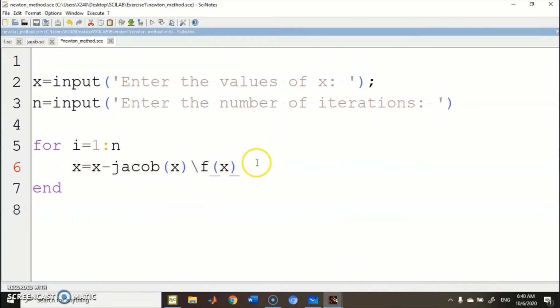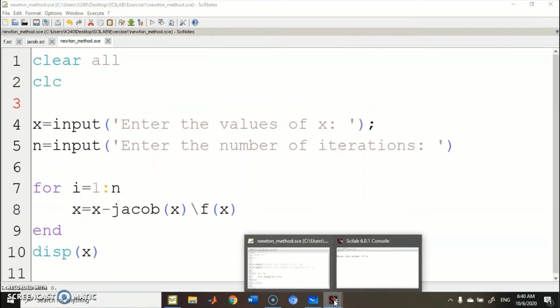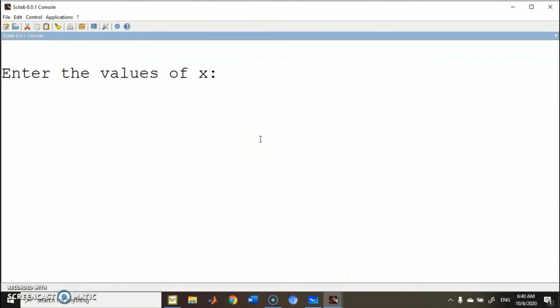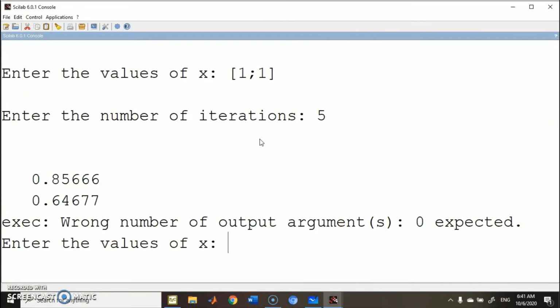So what happened here? Okay, we'll leave it like this. If you put disp to display x, it will just give you the final solution. Let me clear the screen. By pressing the run button here, it's asking to enter the value of x. We know x is a vector, so let's put a column vector 1 by 1. Number of iterations, let's say 5. Okay, so this is what we get.